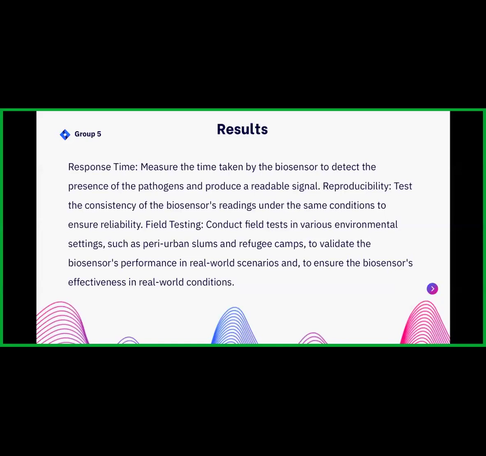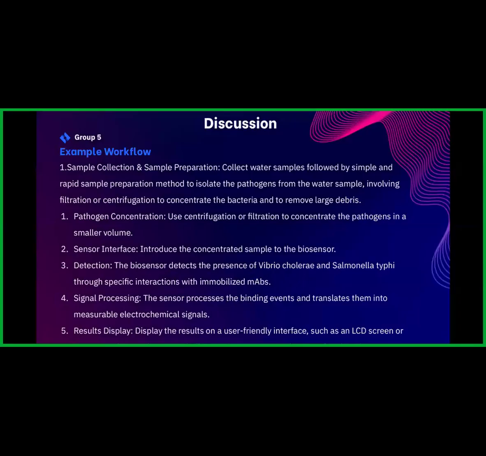The response time is the measure of time taken by the biosensor to detect the presence of the pathogens and produce a readable signal. For field testing, conduct field tests in various environmental settings such as peri-urban slums and refugee camps to validate the biosensor performance in real-world scenarios, because that is where most of the problem of cholera and typhoid occurs. Next. So the discussion, this is an example workflow.